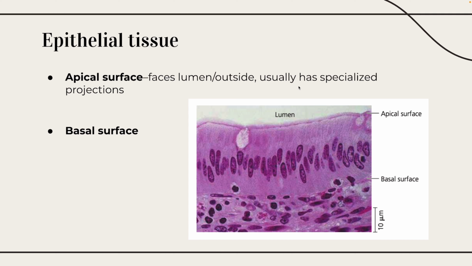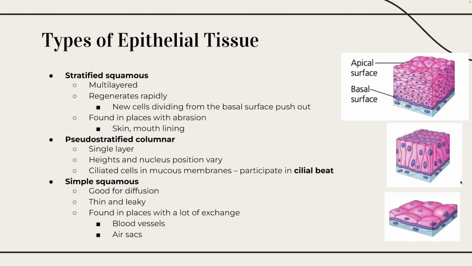And it usually has specialized projections. And then the basal surface basically forms the base and has a lot of cells right here. All right, so now let's talk about the types of epithelial tissue.